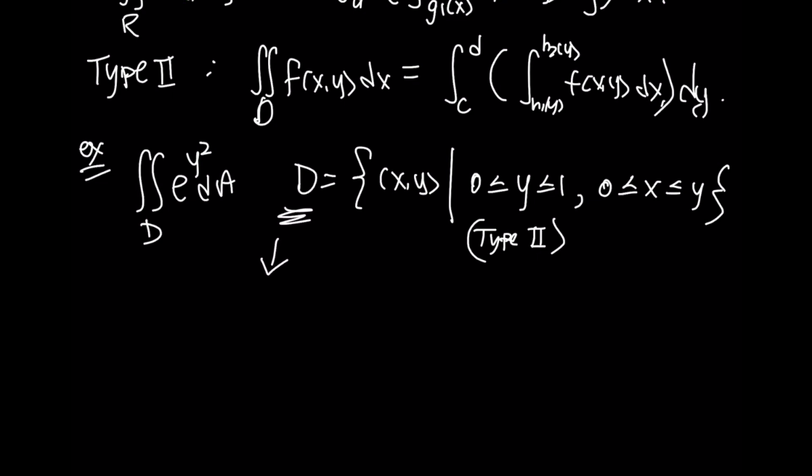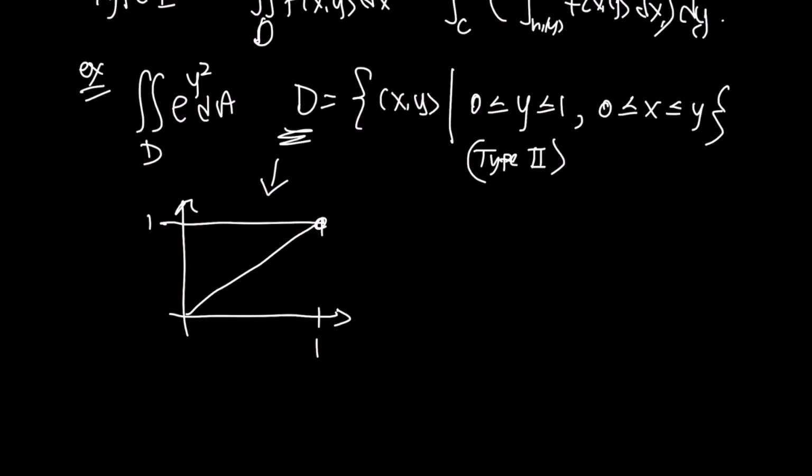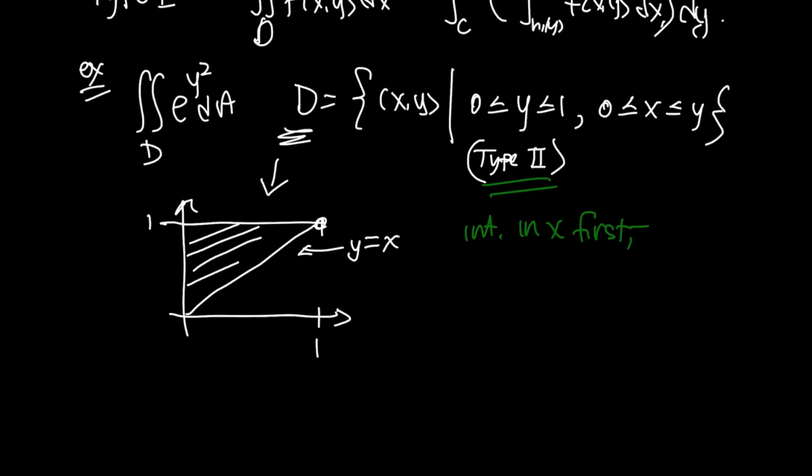In all cases that we talk about when we do these double integrals, always draw a picture. In this particular case, we're integrating from 0 to 1 in the y direction, and now we want to take all the points that go from 0 to this line, y equals x. So the integration region lives in here, and what we're going to be doing is integrate in x first, then in the y direction.